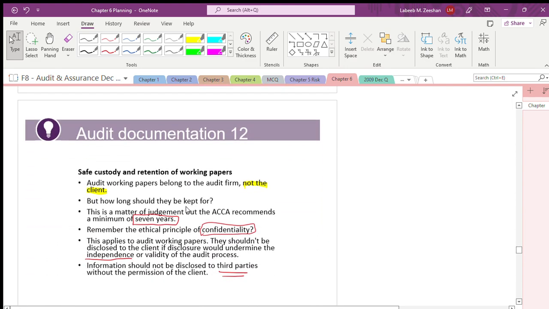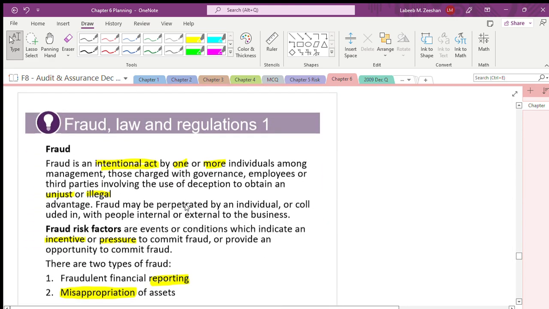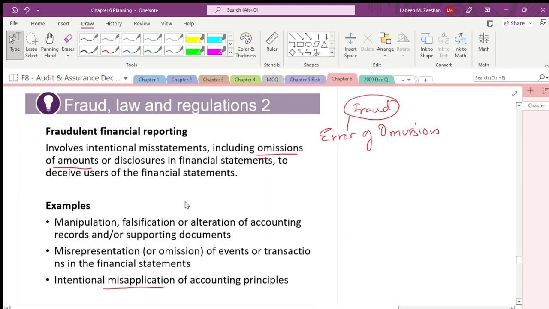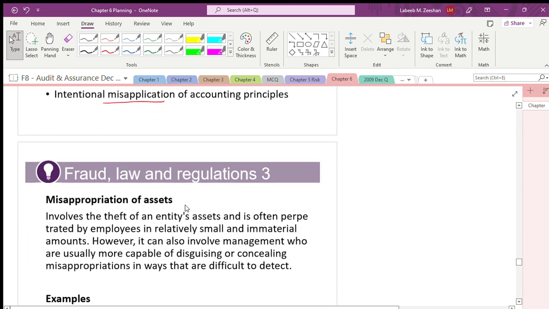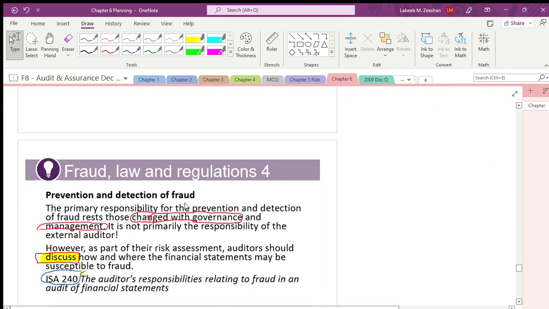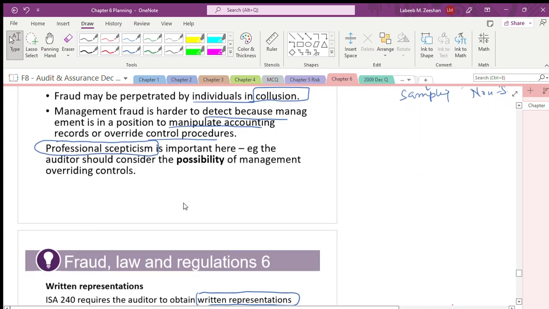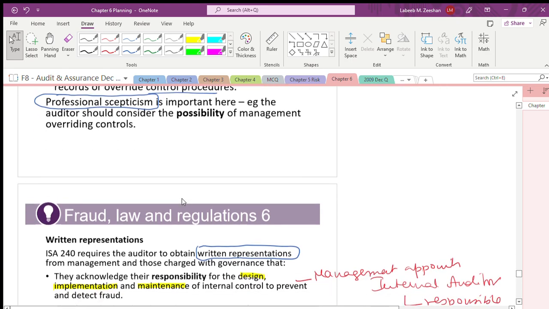Safe custody of working papers. Examination, hint, fraud. What is fraud and what is misappropriation of assets? A big lecture. Review it. Why am I going through this? I want to refresh you. You may have missed some concepts. Definitely it happens.